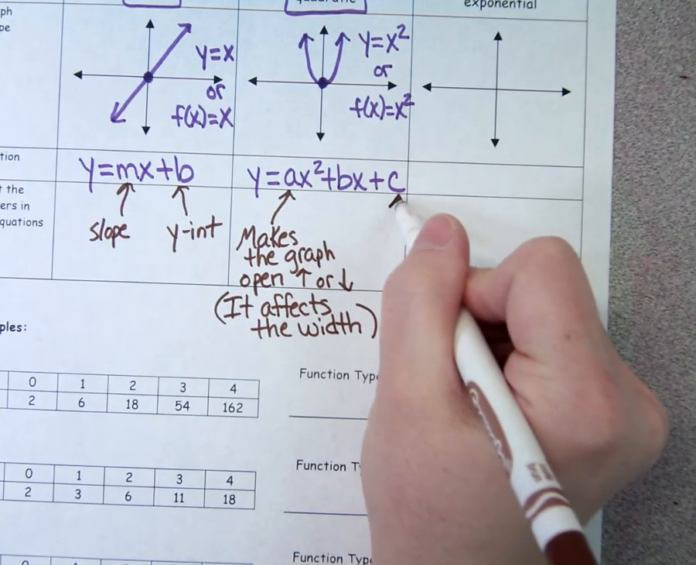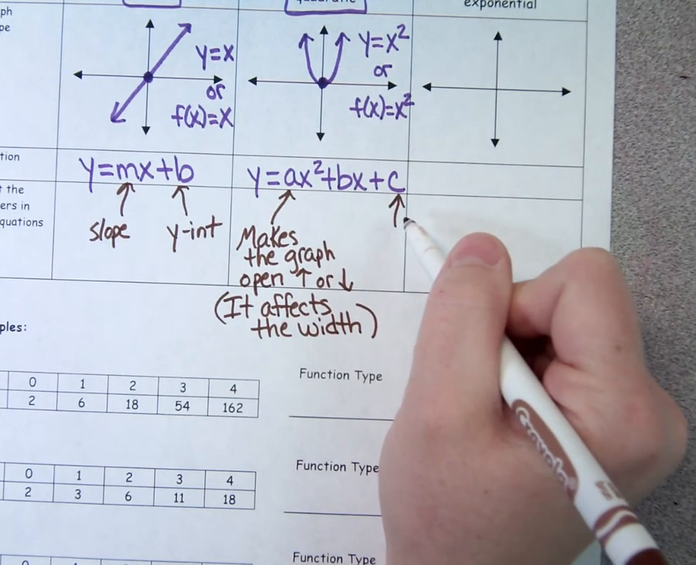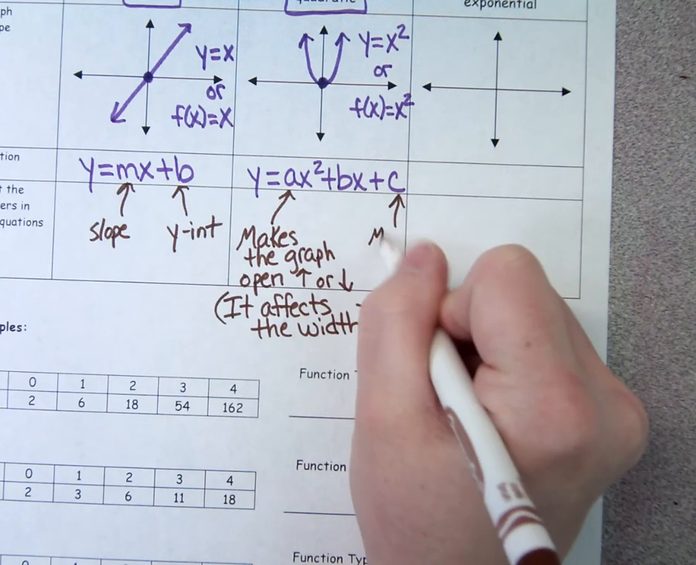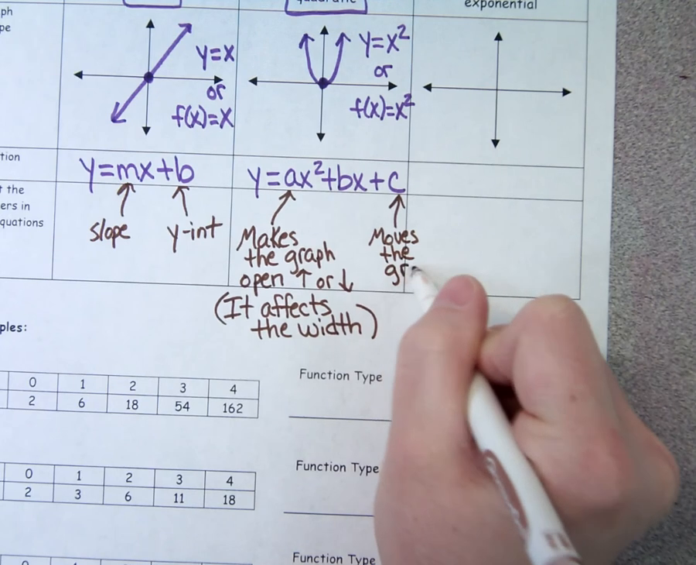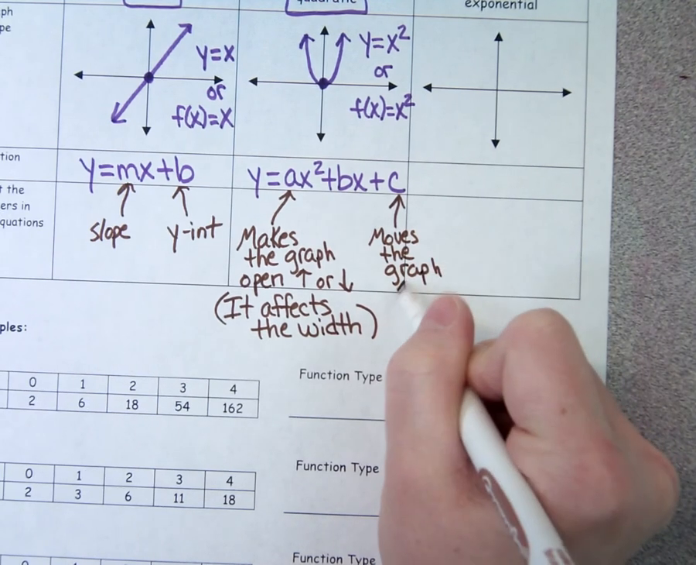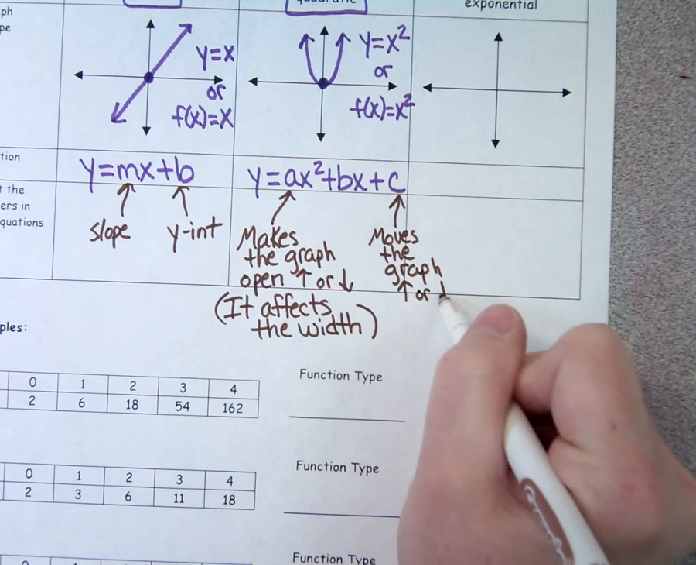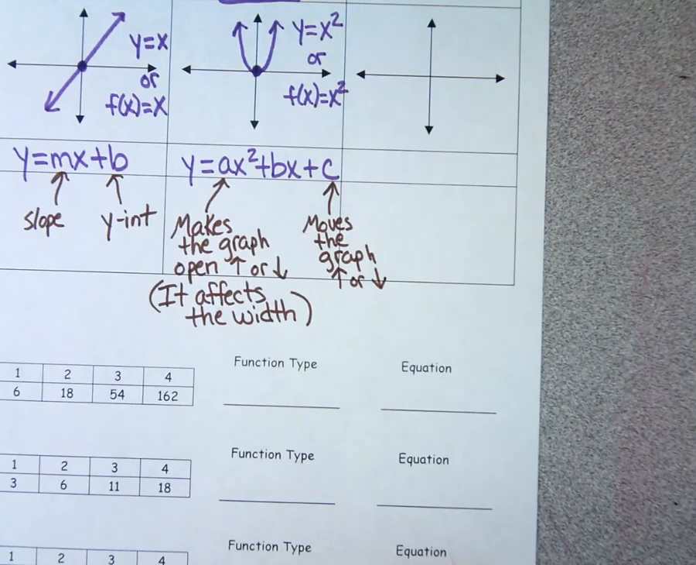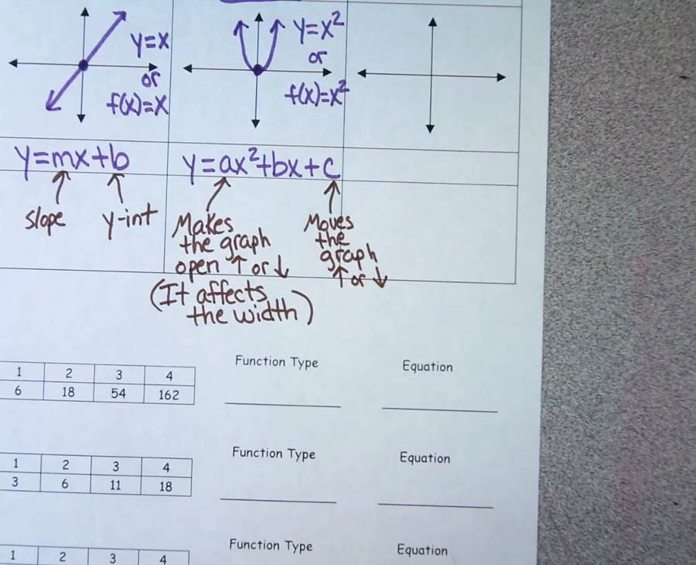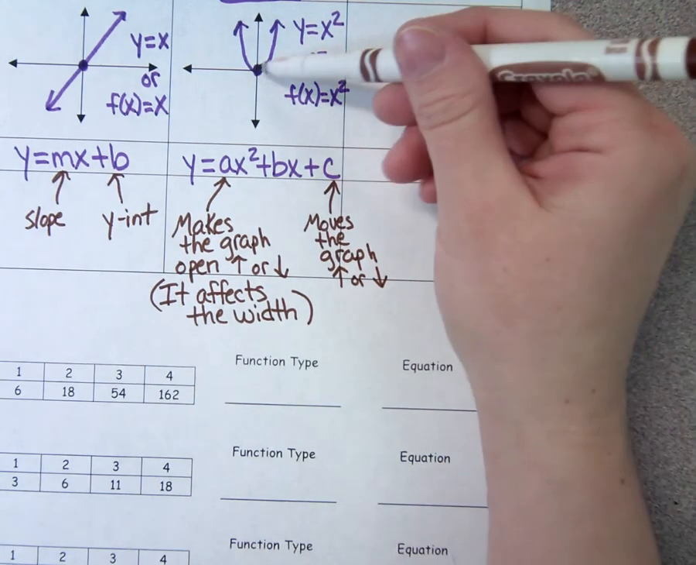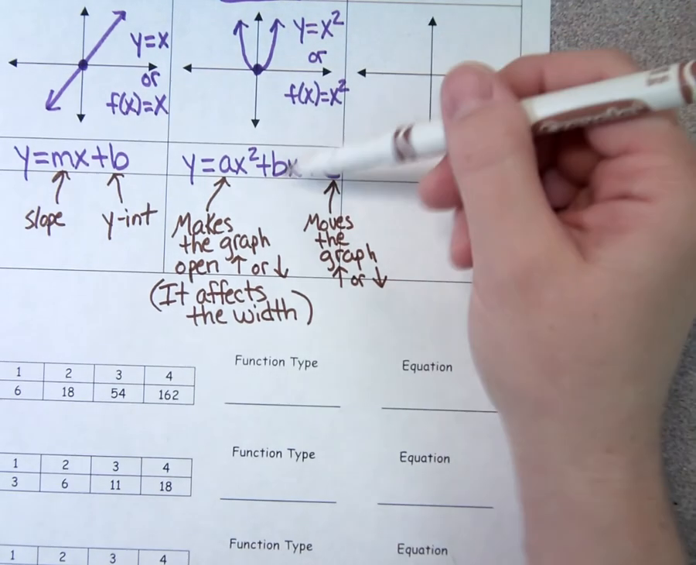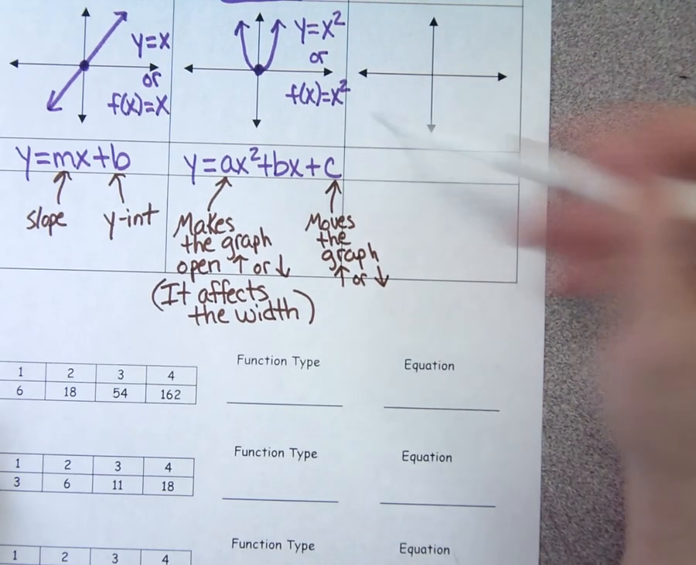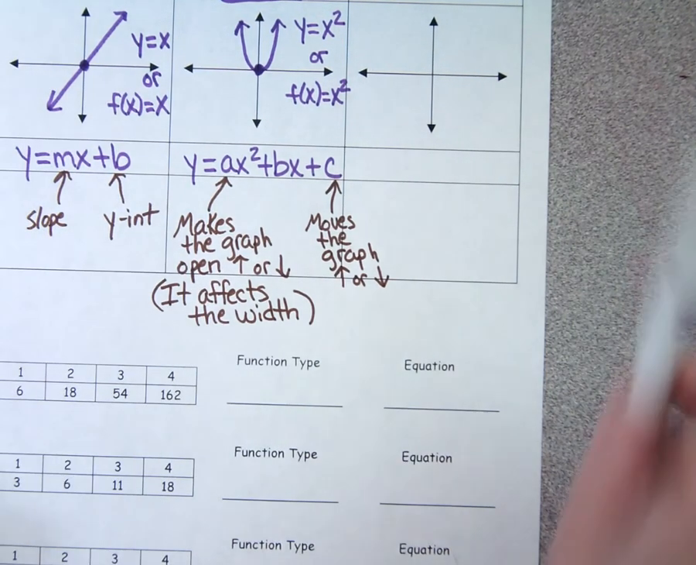And then C moves the graph up or down. So C moves the graph up or down. When the C is positive, the graph moves up, and when C is negative, the graph moves down. And B has a part in there, but that's all we're going to talk about for right now.